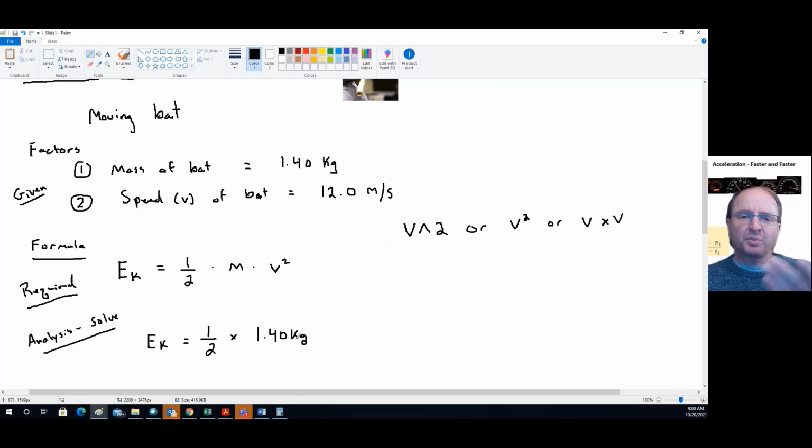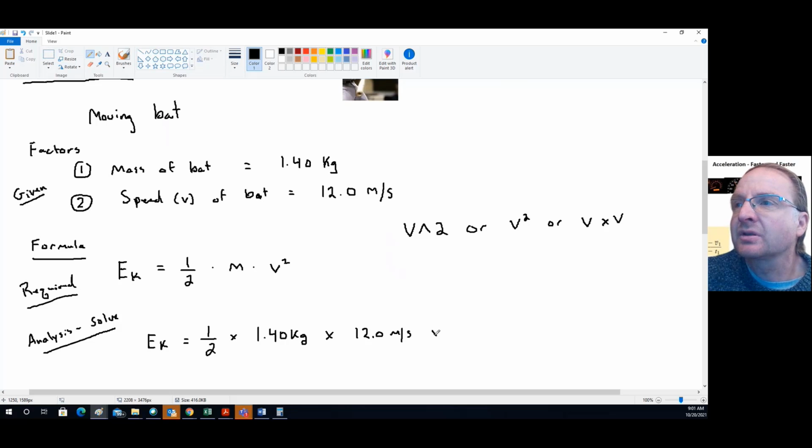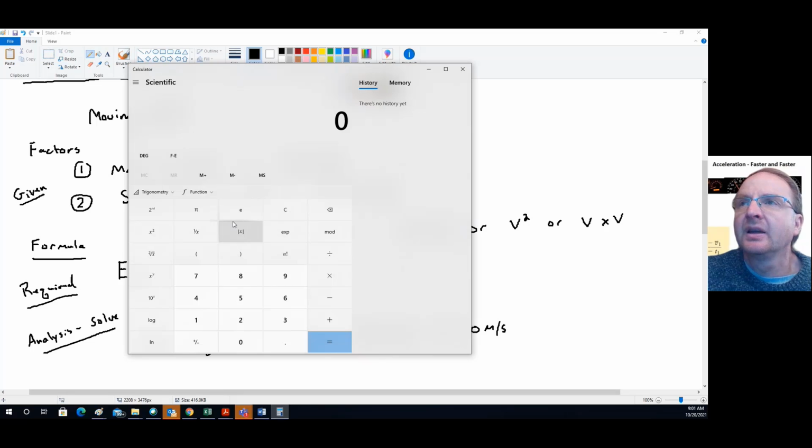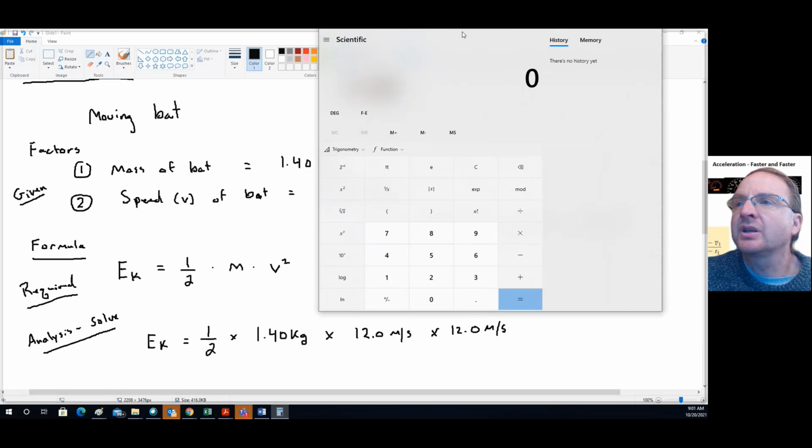Definitely go ahead and pause it at this point, because I think you can see how to plug these numbers in, or just watch how I do it, then hit pause and calculate it yourself as well. So mass times velocity squared, in other words, 12.0 meters per second times 12.0 meters per second. All right, let's pull the calculator up and plug those numbers in.